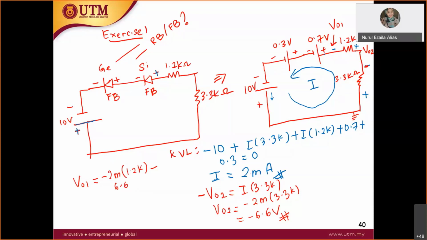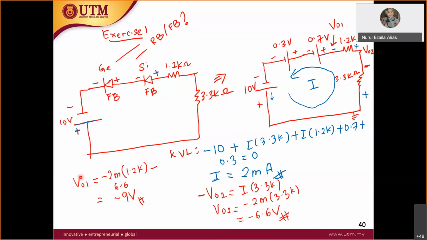It is equal to negative 9 volt. So V01 is negative 9 volt and V02 is negative 6.6 volt.